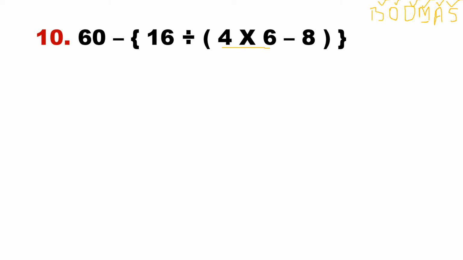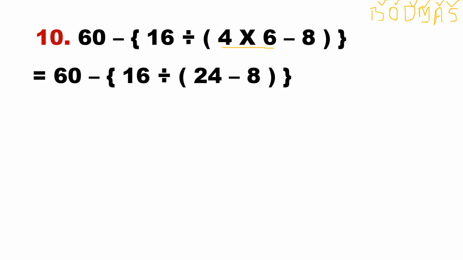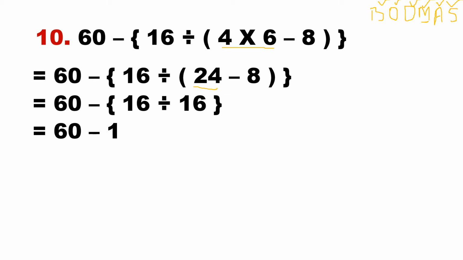So I will multiply this. First I will multiply this 6 into 4. So we know 6 fours are 24. So I will just replace this 6 into 4 with 24. So see here, instead of 6 into 4, I have written what? 24. Now easy peasy, 24 minus 8. So I have to just solve 24 minus 8 here. So 24 minus 8 is what? 16.